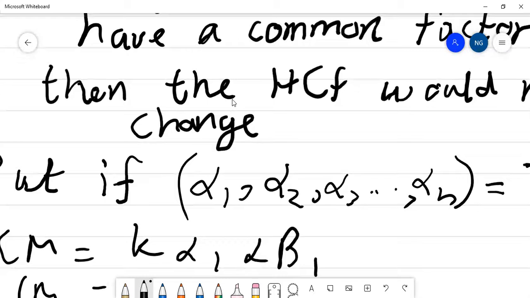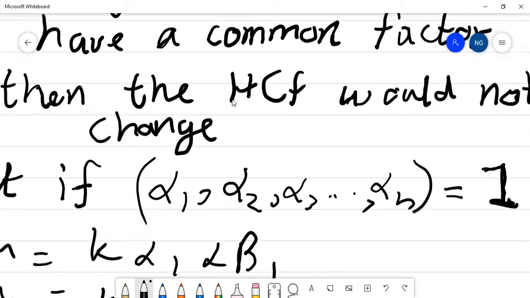But if alpha 1, alpha 2, alpha 3 are all co-prime, for example 13, 26 and 39. 13 into 1 is 13, 13 into 2 is 26, 13 into 3 is 39. 13 is the highest common factor. And we notice that 1, 2, 3 are co-prime and have a common factor 1.